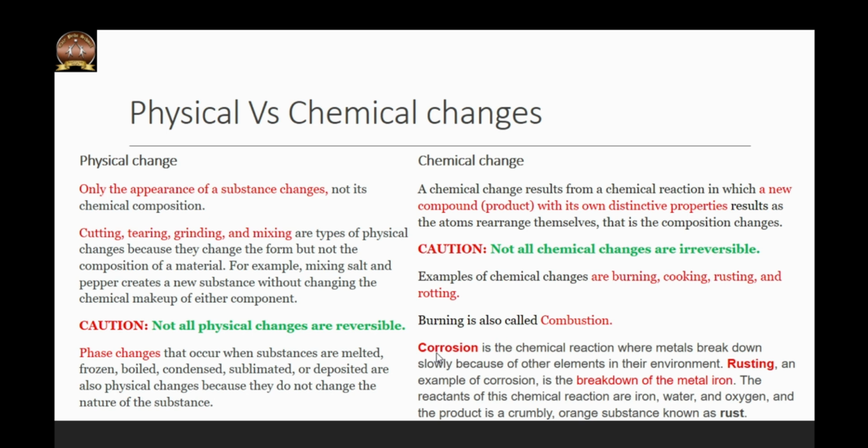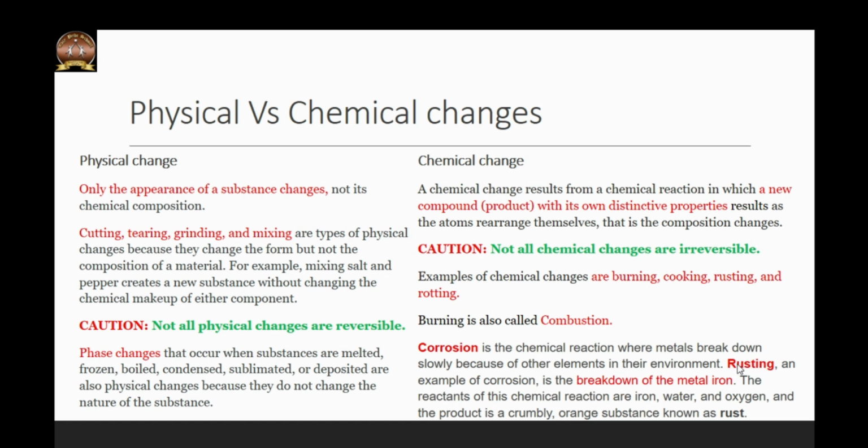Now, talking about corrosion. Corrosion must be a new word to you. It is a chemical reaction where metals break down slowly because of other elements in their environment. And what are these other elements? They are substances such as water vapor and oxygen, which are already present in the air.